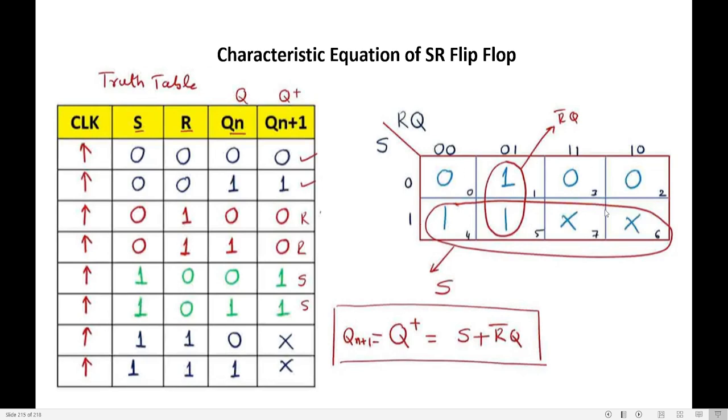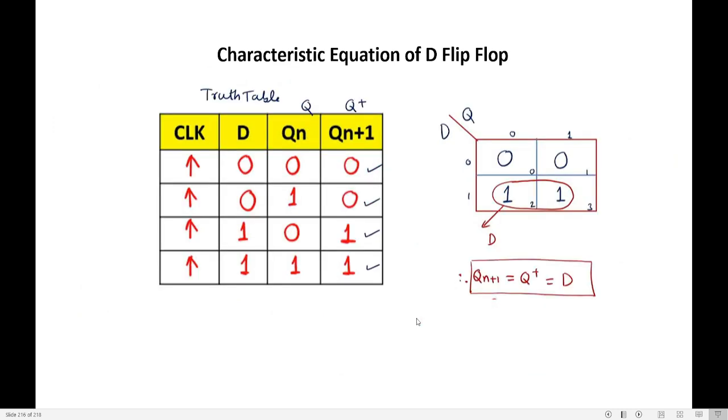After filling all the data, now can you see the bottom half? I can group this bottom half. So this is my first group, a quad group. Next is your vertical part. I can group this. This is my second group. So my first group, what is common for all four? This one, which is nothing but S. So I will write this as S. What is common for this? Common for this is R bar and Q. So what is my equation for Q of n plus 1? S plus R bar Q. This is how you derive the equation from characteristic table.